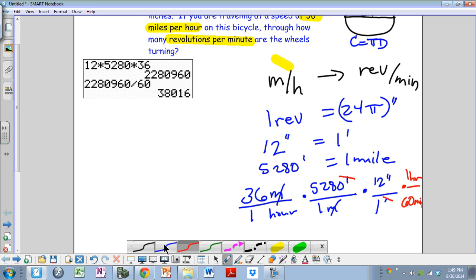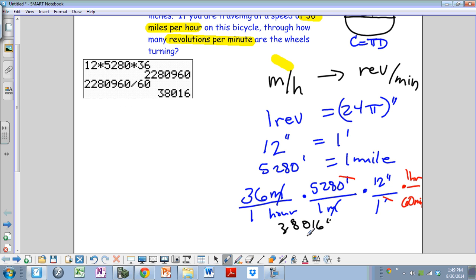38,016 inches. And remember, our denominator is per minute because we divided out the hours. But we didn't want inches per minute. Remember, we wanted revolutions per minute.